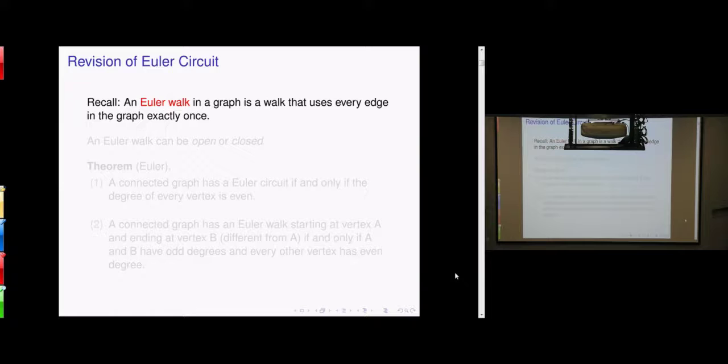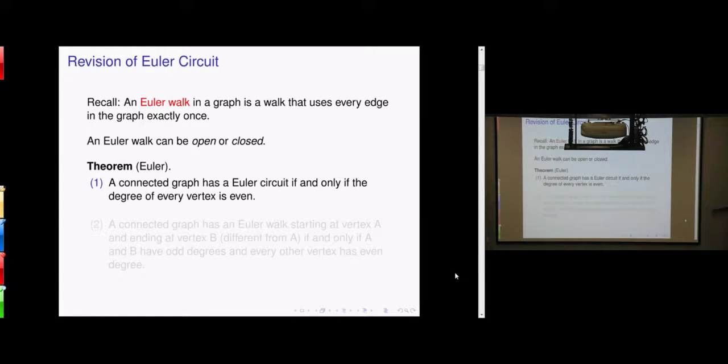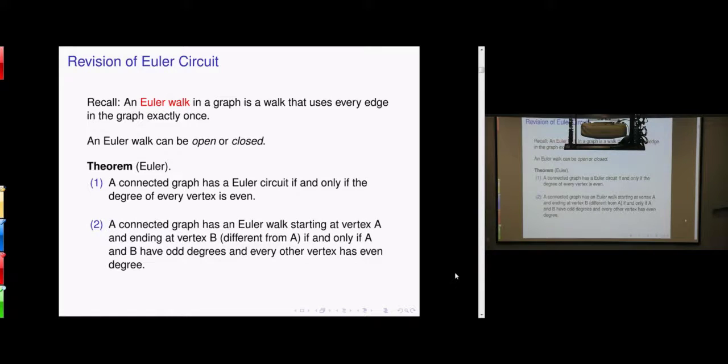An Euler walk in a graph is a walk that uses every edge in the graph exactly once. An Euler walk can be open or closed. Closed means you have to return to the point where you started. For open, you don't need to; you can start somewhere and end up at a different place in the graph. We stated Theorems 1 and 2, and we gave a proof of 1.